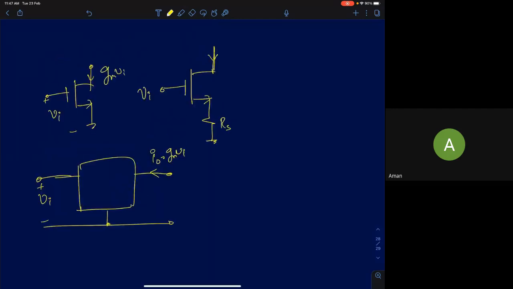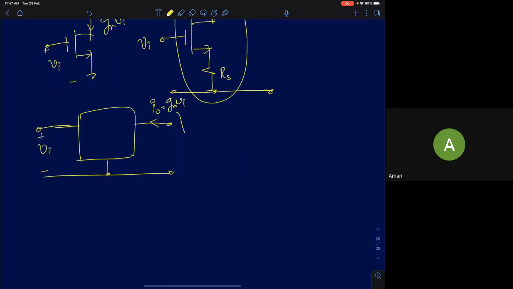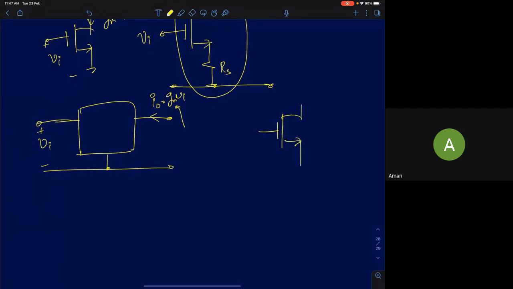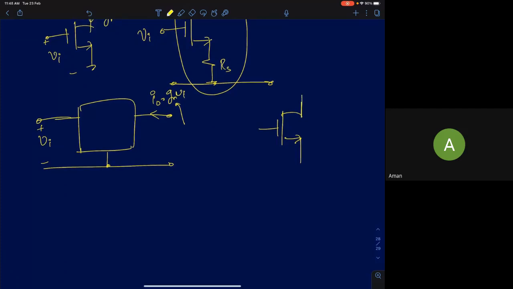Now similarly, if I treat this as a 3-terminal device, with the source degenerated with a resistance Rs, what will be the value of Gm? What will be the value of transconductance? I'll just explain this intuitively in today's class, and we'll discuss it in detail in the night's class.